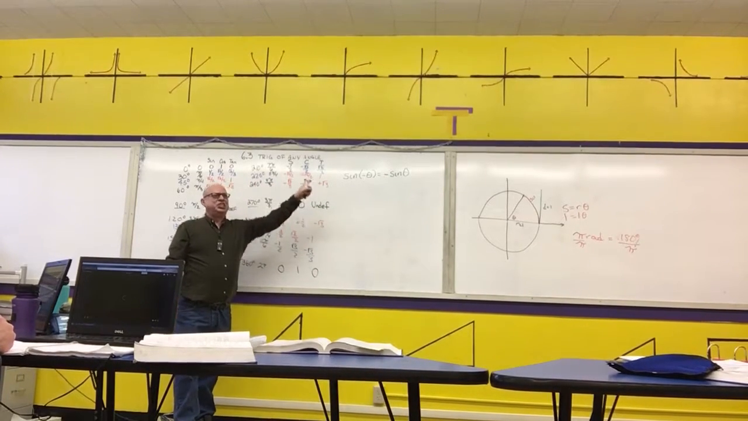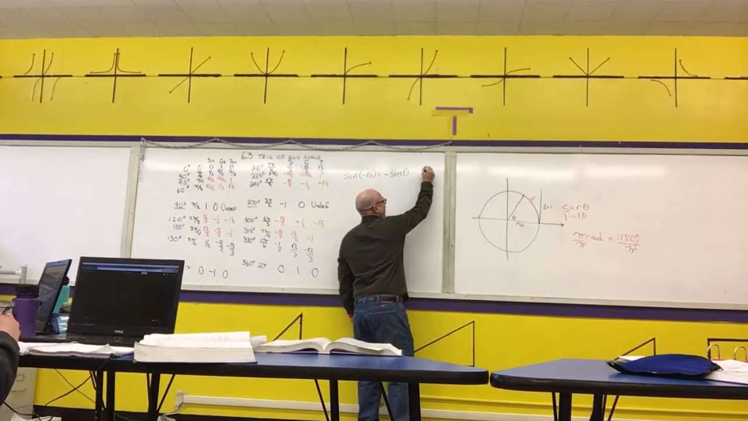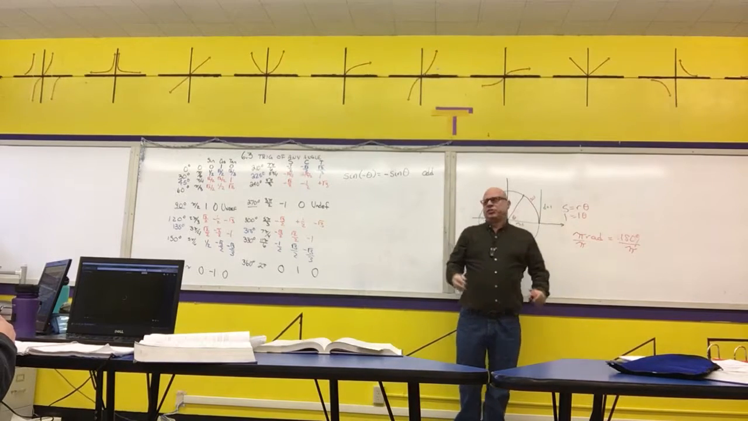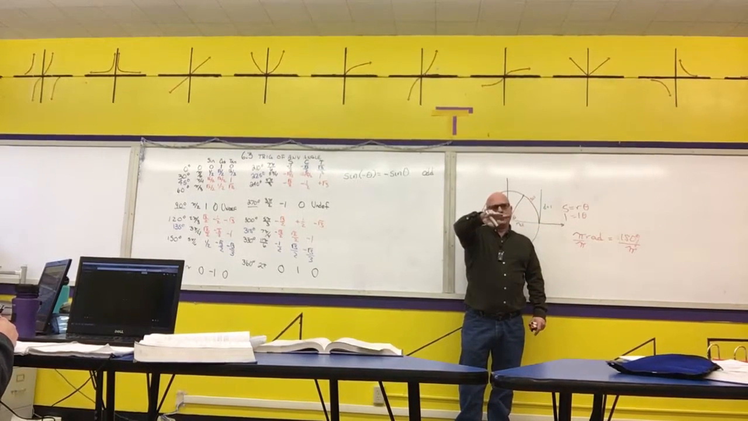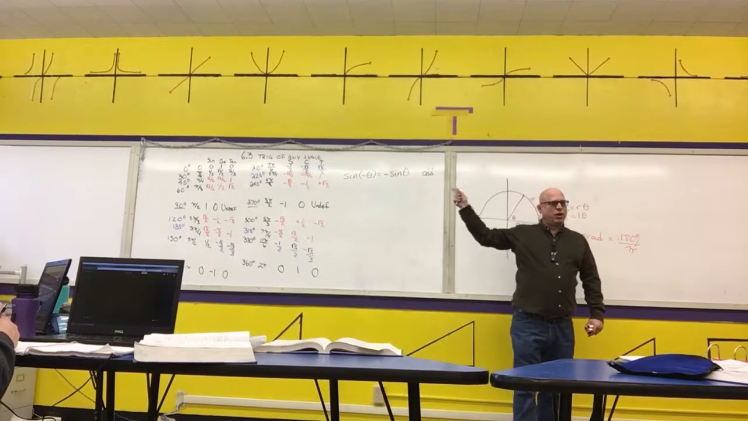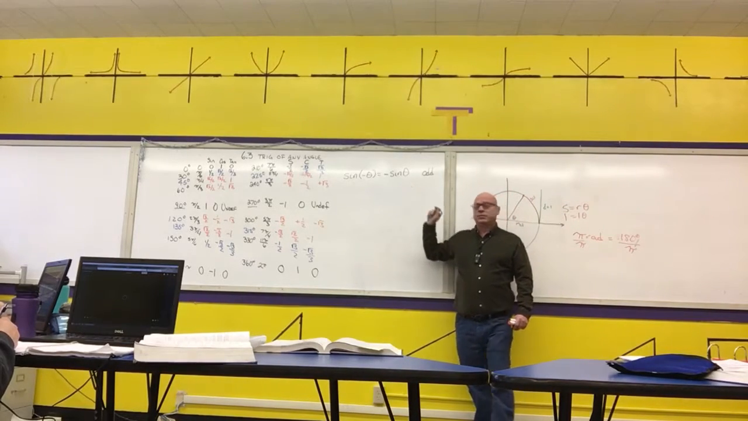This relationship right here is what makes sine an odd function. Remember, odd functions are those that have symmetry if rotated about the origin. That relationship there is what gives us sine being an odd function.